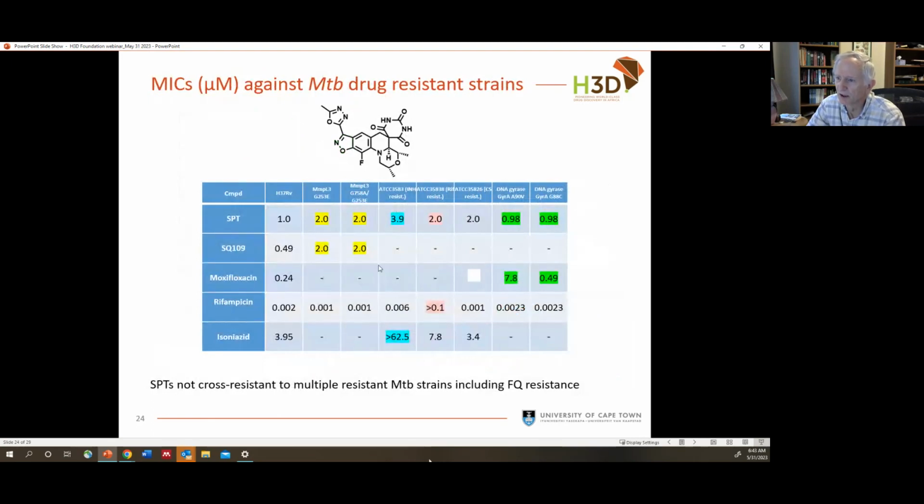So as a result, despite the fact that these work similarly to fluoroquinolones, they are not cross-resistant to fluoroquinolones, as I mentioned earlier. So here's moxifloxacin, with a couple of strains in which it is less susceptible than a wild-type strain. SPTs are perfectly active against mutant strains of MTB, and they're also perfectly active against strains resistant to other drugs. For example, strains resistant to isoniazid, still active, and strains resistant to rifampicin, still active.